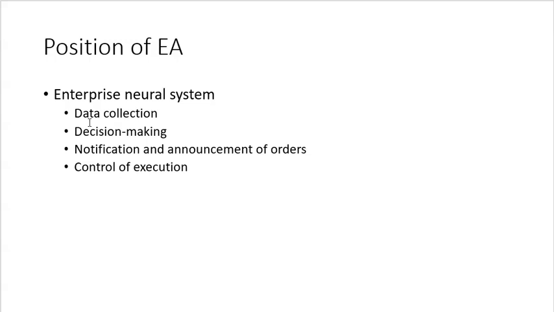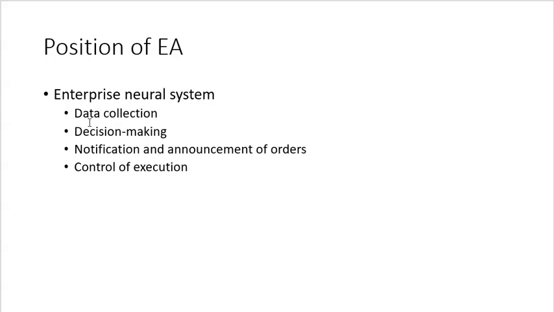So let's go through the process one more time. We have the data collection. Now, based on the data gathered in the first phase, you make a new decision in your enterprise. And after making a new decision in your enterprise, you should make a new order. You have decided to make a new order. You should notify everybody about this new order and announce this order.